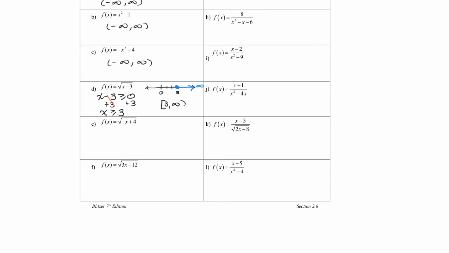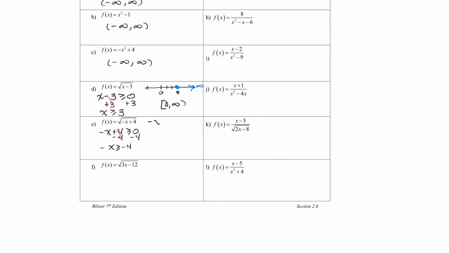Now, what about this next one? f of x equals the square root of the opposite of x plus 4. Well, I need the opposite of x plus 4 to remain greater than or equal to 0. And so I have several options here. Let's do it this way first. We could subtract 4 from both sides. I'm going to end up with the opposite of x is greater than or equal to negative 4. And then I need to divide both sides by negative 1.